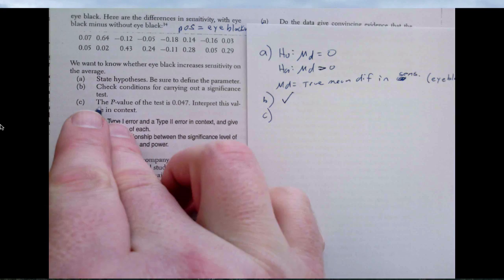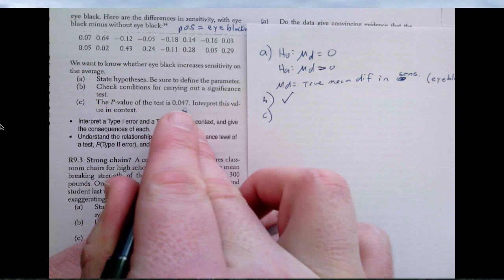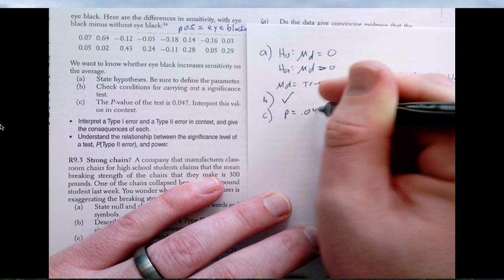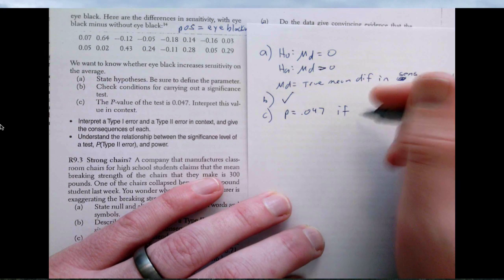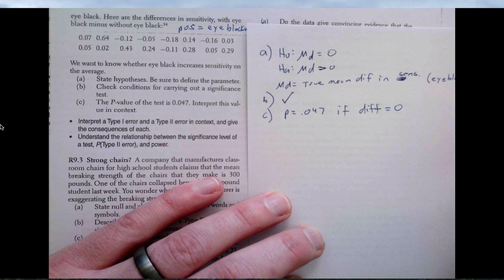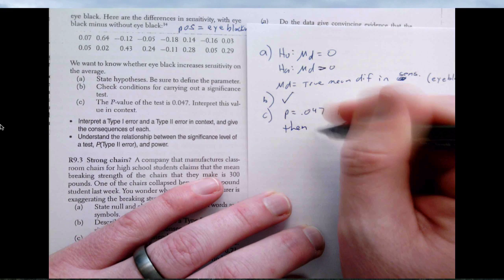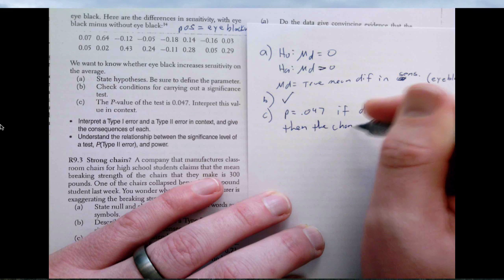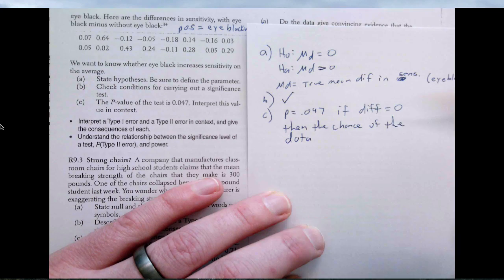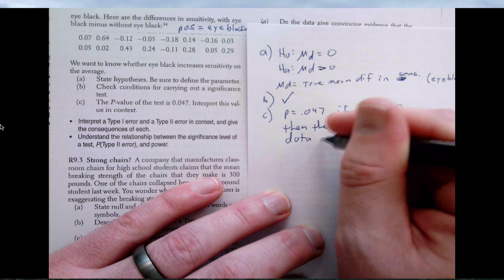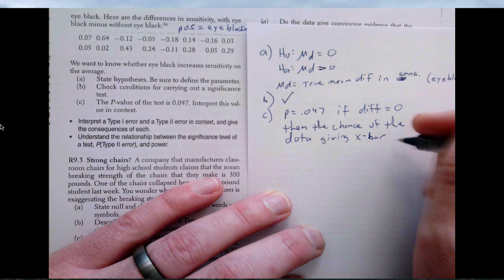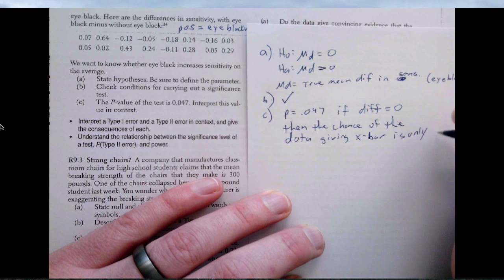C, the p-value of this test is 0.047. Interpret this value in context. So if p-value equals 0.047, it says if the mean difference equals 0, then the chance of the data giving x bar as it did is only 0.047.